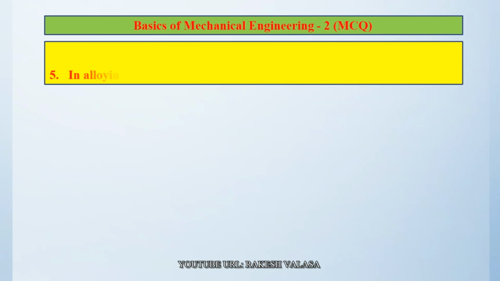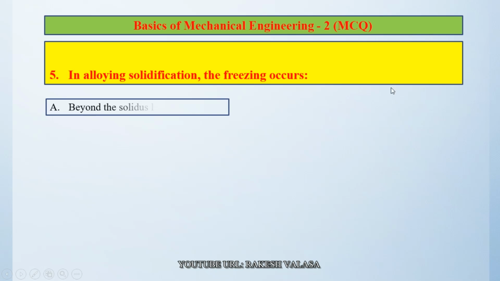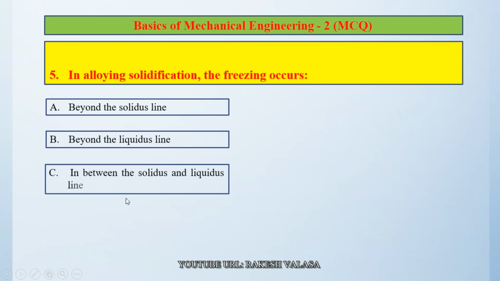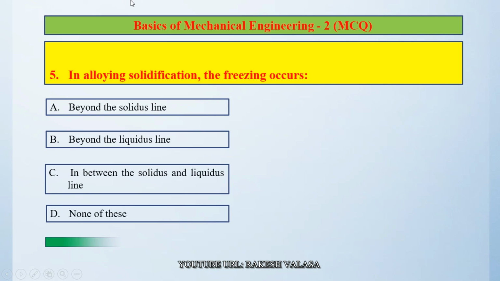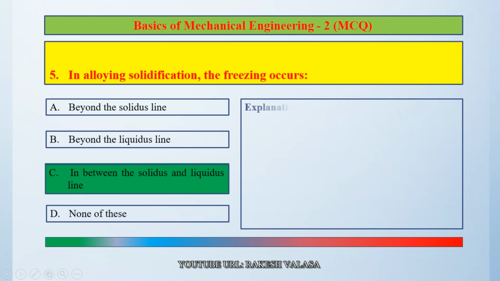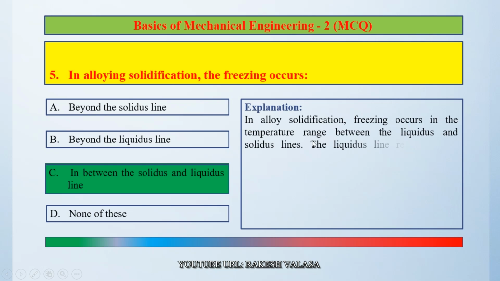Question number 5. In alloying solidification, the freezing occurs: option A beyond the solidus line, option B beyond the liquidus line, option C in between the solidus line and liquidus line, option D none of these. The correct answer is option C in between the solidus and liquidus line. Let us see the explanation. In alloy solidification, freezing occurs in the temperature range between the liquidus and solidus lines.